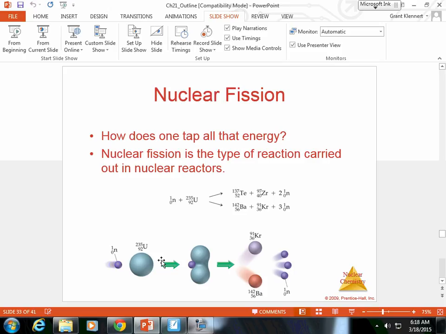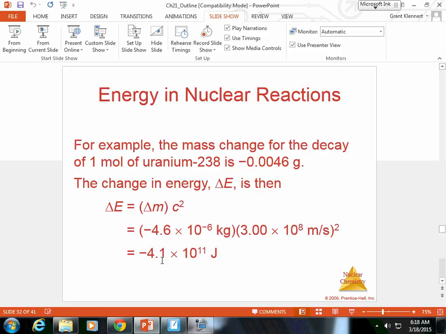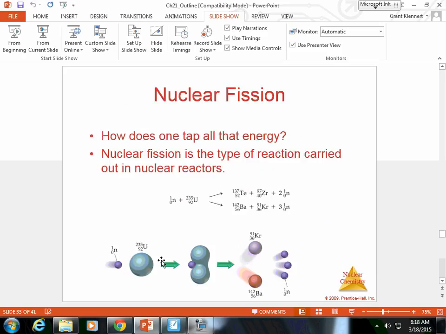So what happens if you take this energy and instead of one atom, it's a mole of atoms, or 1,000 grams, or a ton of uranium, or 10 tons of uranium? You can kind of see the energy that we can harness. This energy is carried out in a reactor, and it's called nuclear fission. Fission, remember, is where the atoms are breaking apart.